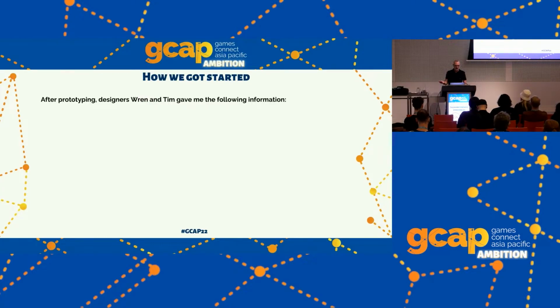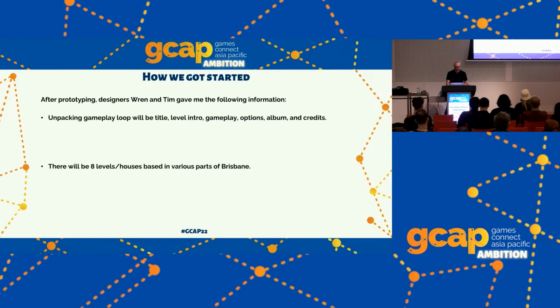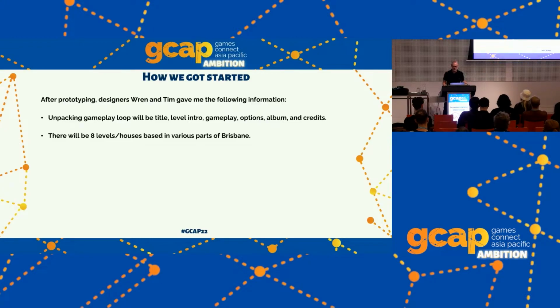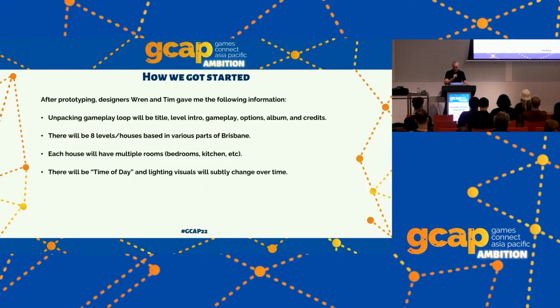So, how we got started. After prototyping the game, Ren and Tim gave me the following information. Unpacking's gameplay loop will be title, level intro, gameplay, options, album, and credits, more or less. There will be 8 levels, houses, based in various parts of Brisbane. Each house will have multiple rooms, bedrooms, kitchen, etc. There will be time of day and lighting visuals that will subtly change over time.